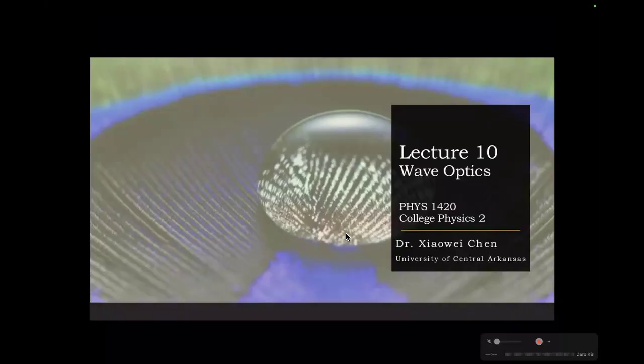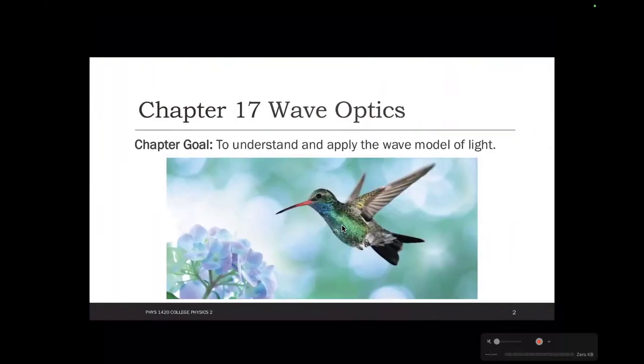Firstly, let's check today's goal. Before we check today's goal, let's review the goal for chapter 17. In chapter 17 we mainly talk about wave optics, and we mainly focus on understanding and applying the wave model of light. If you are familiar with light, you will know that light has different models, because light is a kind of wave.